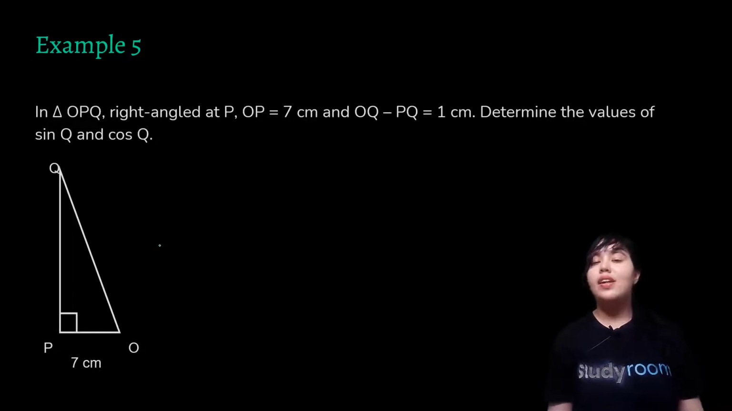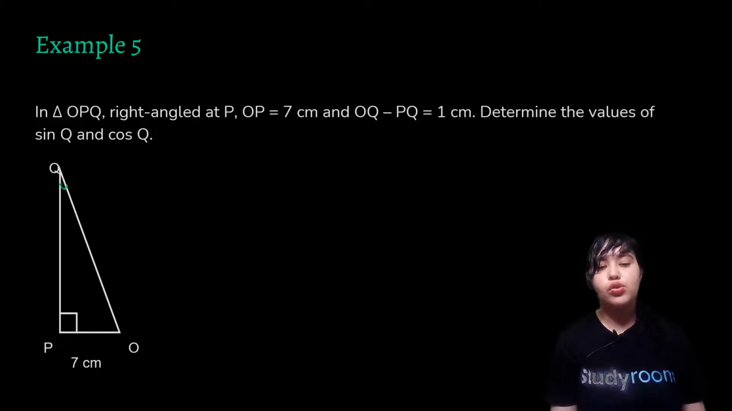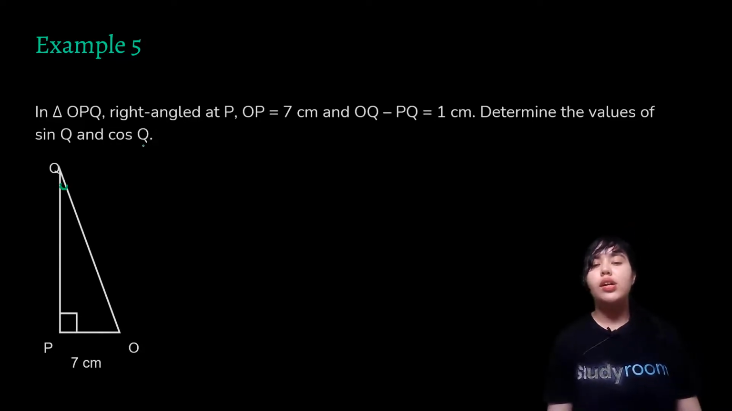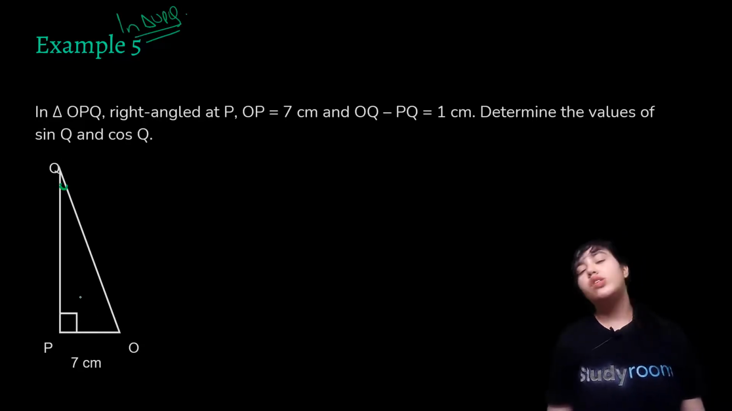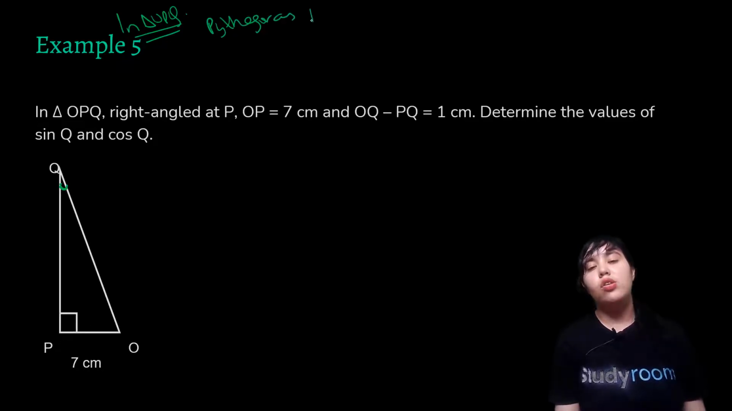Then we have been given another right angle triangle OPQ. The right angle is at P. OP is 7 centimeters. OQ minus PQ is 1 centimeter. You have to find out sine Q and cos Q. So all your focus is on this angle Q. So in triangle OPQ, we can make use of Pythagoras theorem. So what is the hypotenuse here?